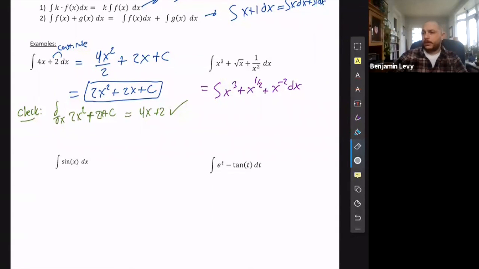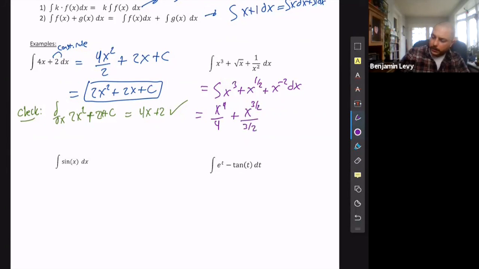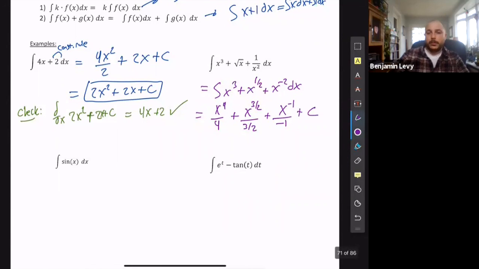Maybe I'll start writing down a few details here. So on this first one, we just add 1 to the power. Oops. Divide by the power. Add 1 to the power. Divide by the power. Add 1 to the power. Divide by the power. Throw on that plus C.